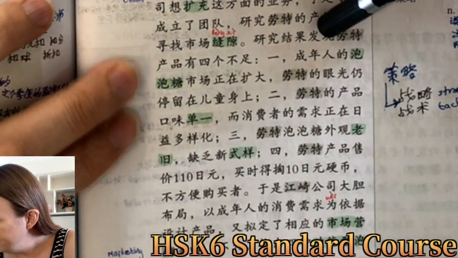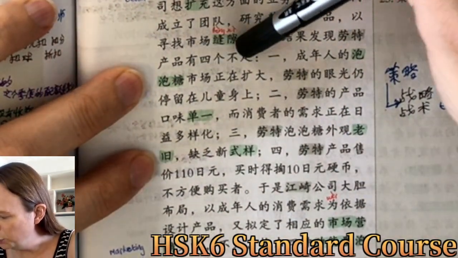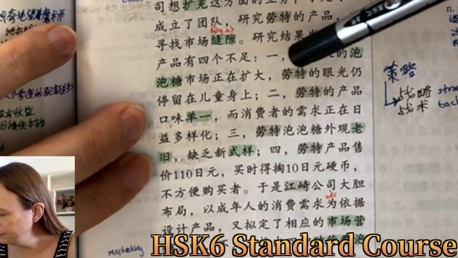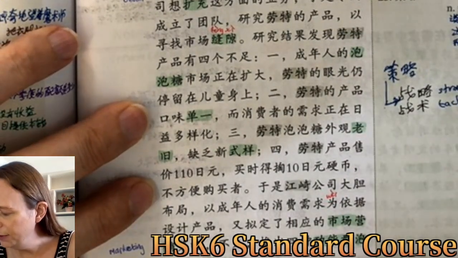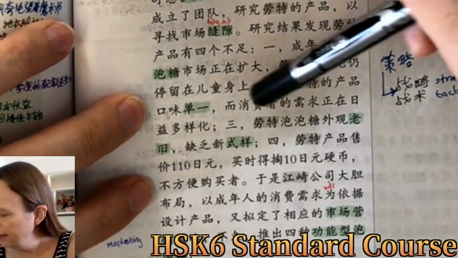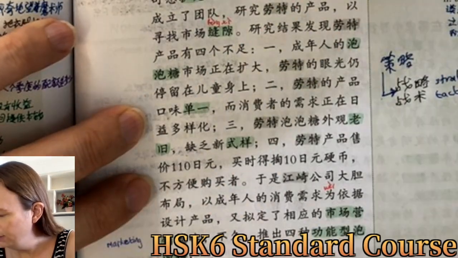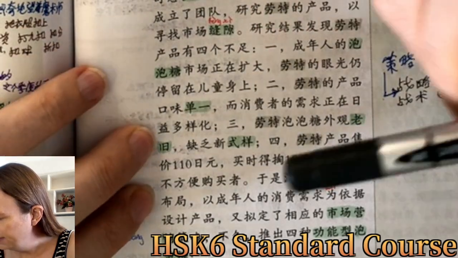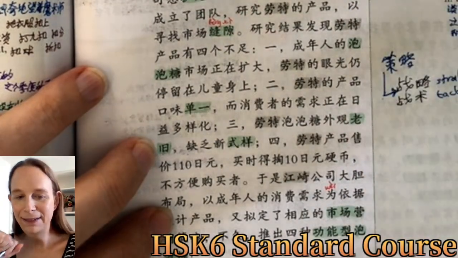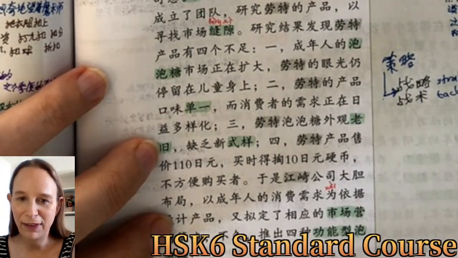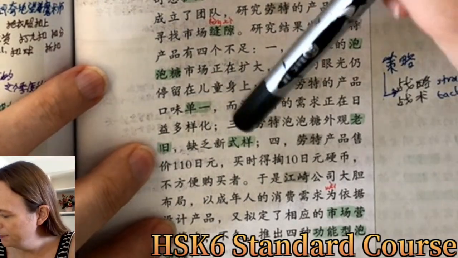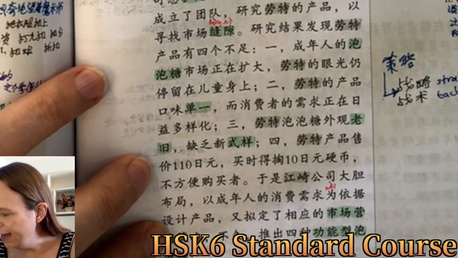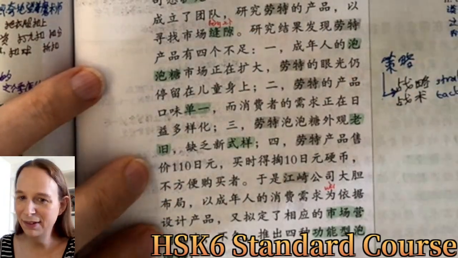研究结果发现，劳特产品有4个不足：一，成年人的泡泡糖市场正在扩大，so adult bubble gum。劳特的眼光仍停留在儿童身上，OK。2，劳特的产品口味单一。而消费者的需求正在日益多样化。Okay, so they're only targeting children, not adults. 2, they've only got one kind of flavor, but people's tastes are growing, expanding. 3, 劳特泡泡糖外观老旧，缺乏新式样。Okay, so the packaging is pretty old-fashioned.